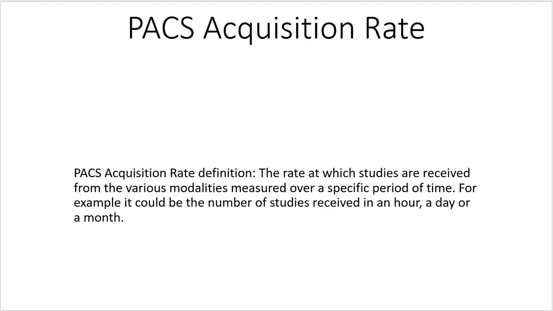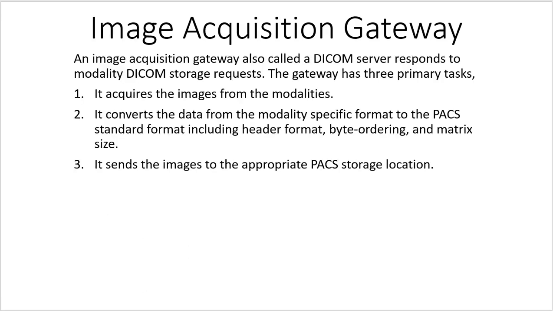Now let's talk about the PACS acquisition rate. The PACS acquisition rate is defined as the rate at which studies are received from the various modalities, measured over a specific period of time. For example, it could be the number of studies received in an hour, a day, or a month. So how many CTs did we get between 1 p.m. and 2 p.m. today? That's acquisition rate: how many studies are coming in a particular time frame?